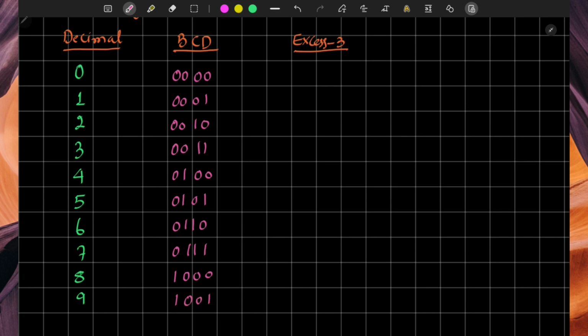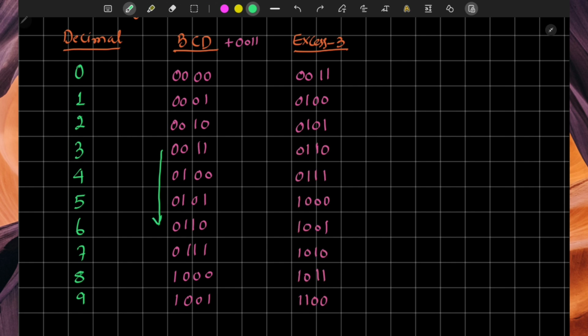Now for writing XS3 code, we have to add 0011, that is 3, to the BCD code. So for 0, the XS3 code will be 0011. For 1, it will be equal to 0100. For 2, it is equal to 0101. If you observe the BCD column, we are starting from here onwards. Therefore, let me complete the XS3 column.